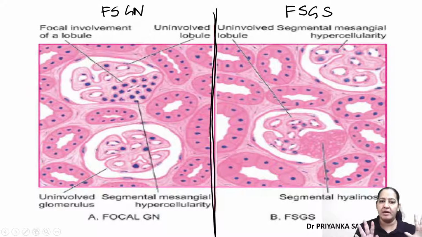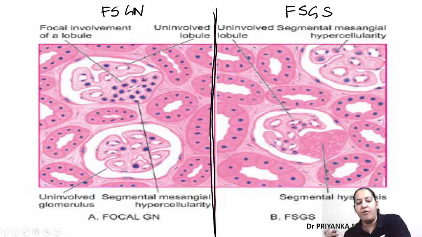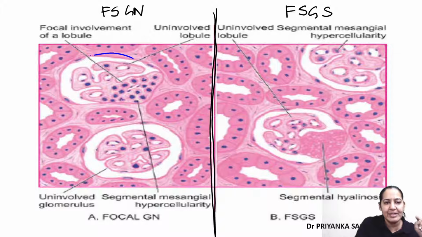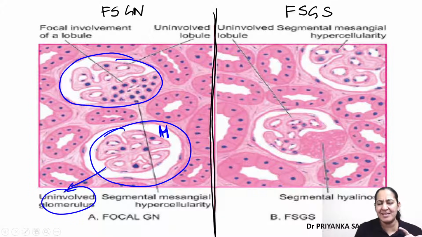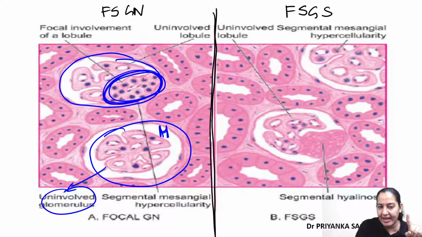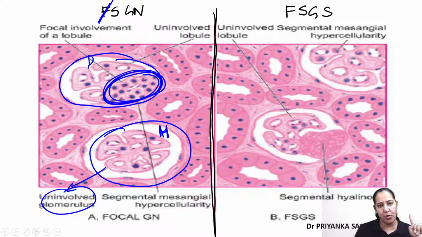Now both of them are focal. First we will concentrate on the word focal. Focal का क्या मतलब है? In the first slide, I can see two glomerulus: glomerulus number 1 and glomerulus number 2. Out of the two, I can find this glomerulus is uninvolved. It is absolutely normal, healthy. But in this glomerulus, I can find more cellularity. This area has increased cellularity. So this one is diseased, right? So one glomerulus is healthy, one is diseased. So can I say the disease is focal? Right, yes or no? Sachin, yes or no? Because one of the glomerulus is healthy and one is diseased, right?